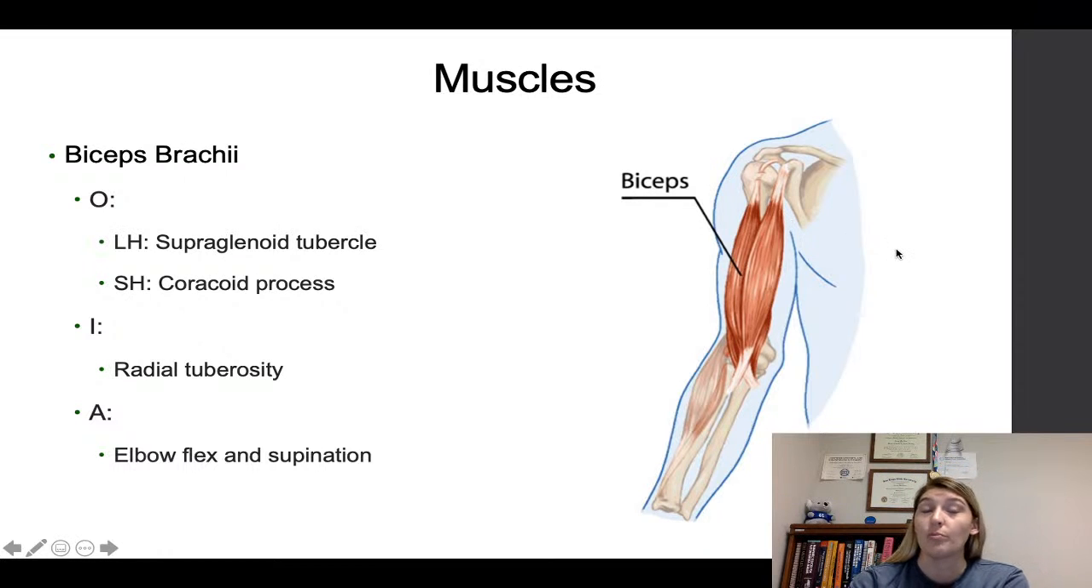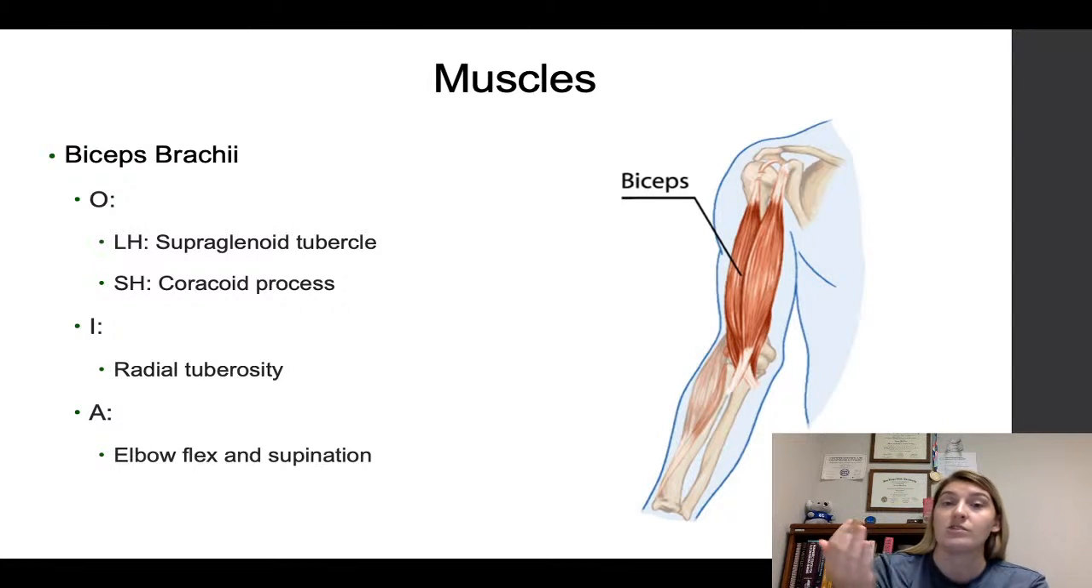They are going to do elbow flexion, hence a bicep curl. But they also do supination, so they do palm up. So that's why you might be doing a bicep curl with your palm up to target the bicep specifically. Or if you come down from a bicep curl and you put your palm down and you rotate it back up, then you're really targeting the bicep.